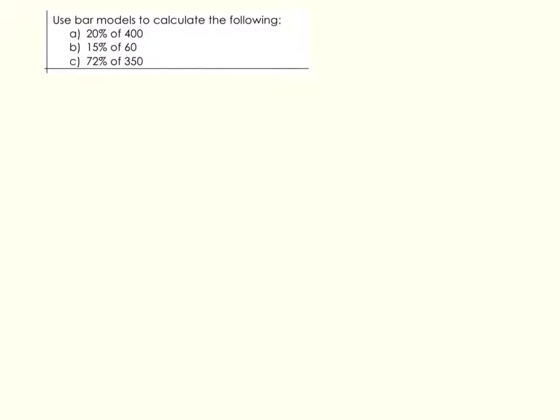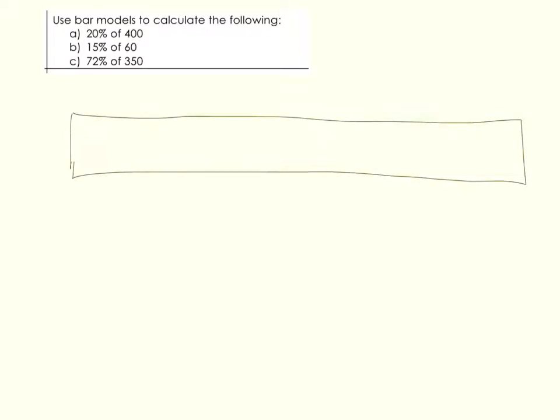Finally, the last one is a little bit more tricky because it requires 2 parts, so 72% of 350. So the first thing we want to do is break that percentage down to 70% and 2%. So the first thing we're going to do is work out what 70% of 350 is. So again, we're going to pretend this whole thing's worth 100%. So we're going to break that down into tens. So go 1, 2, 3, 4, 5, 6, 7, 8, 9, 10.